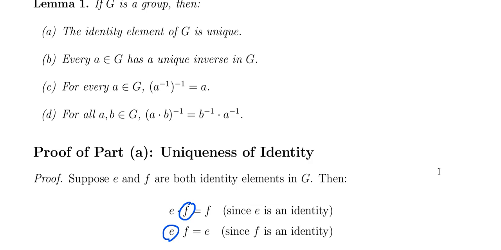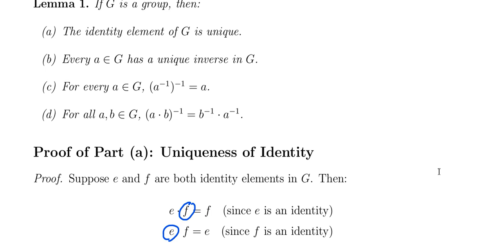So it's a very simple result. If G is a group, then the identity element of G is unique, and every element of the group has a unique inverse in G, and for every element of the group G, the inverse of the inverse is equal to E, and for every pair of elements in the group G, (A dot B) whole inverse equals B inverse dot A inverse. This is a very simple proof for the first proof.